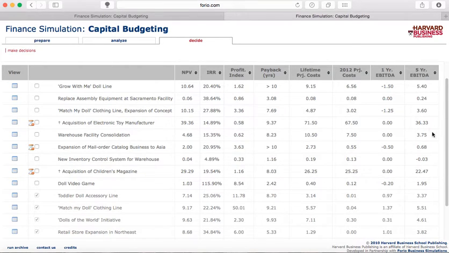So while the 5-year EBITDA is higher, we are going to go ahead and select the Children's Magazine because NPV, internal rate of return, and payback is smaller. And selecting these other ones, we will want to consider the same things. Doll video game looks very profitable, low payback.